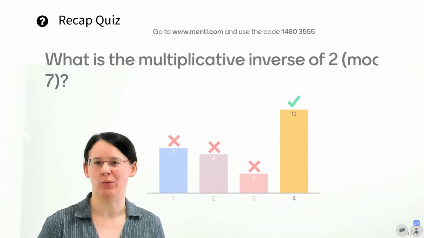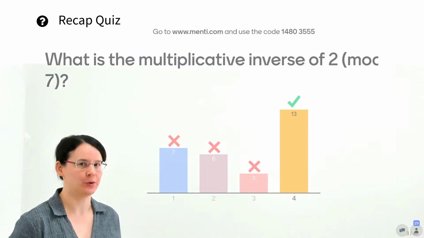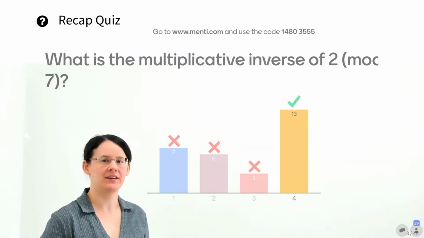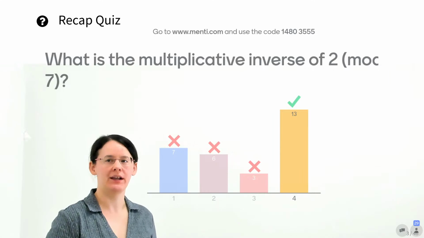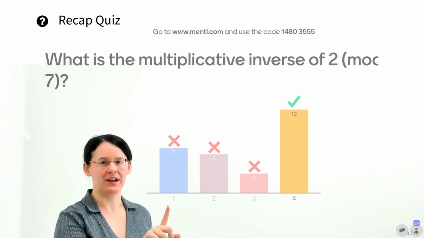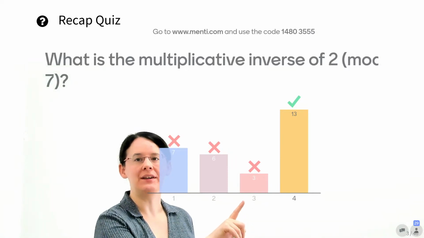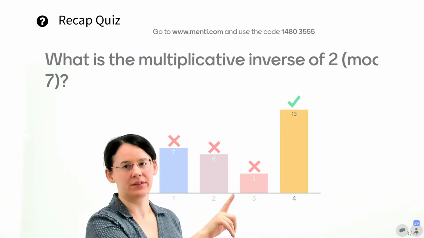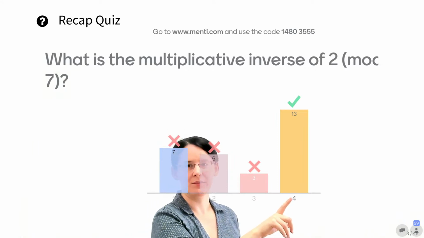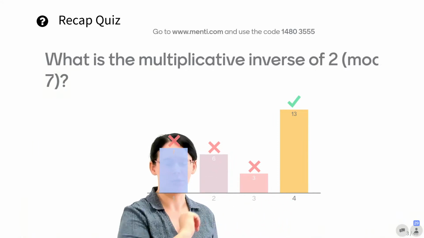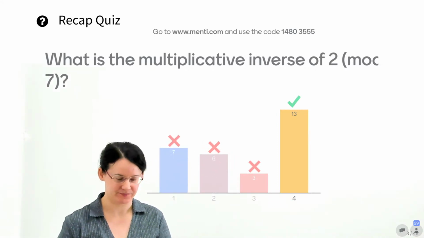Let's quickly check why. The multiplicative inverse of 2 needs to satisfy that this number times 2 equals 1 modulo 7. 1 times 2 is 2. 2 times 2 is 4, so that's also wrong. 3 times 2 is 6, so that's also wrong, that would be -1. But 4 times 2 modulo 7 is indeed 1, so 4 is the multiplicative inverse of 2.